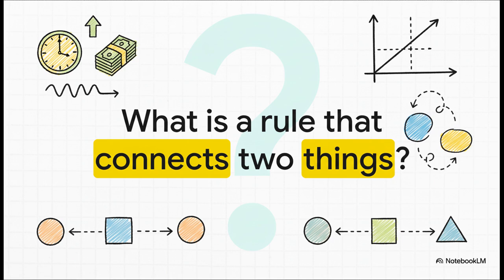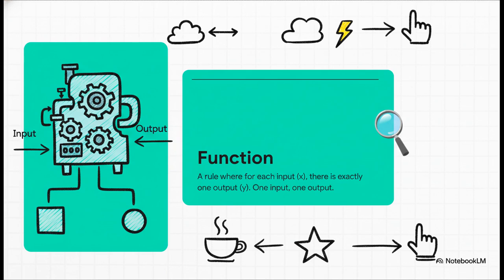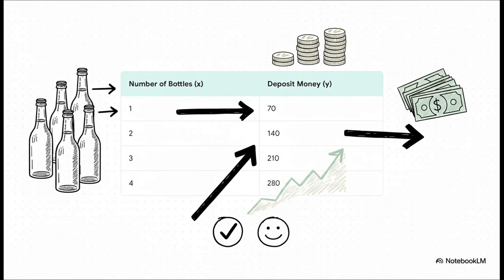It's really that simple. Now, here's the most important part. For any rule to be a function, every single input can only have one output. Think of it like a vending machine. You put in your money and press a button. That's your input. And you get one soda out. That's your output. The machine can't give you a soda and a bag of chips at the same time for one input. One thing in, exactly one thing out. That's a function.